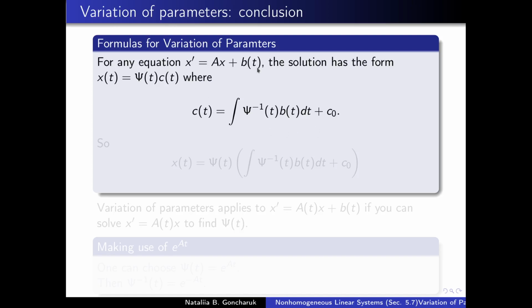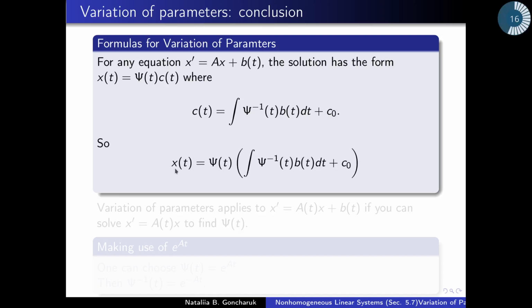For any equation of this form, any non-homogeneous linear equation, the solution has this form. C is a vector, this B is a vector, and this is a matrix. So this thing inside the integral is a vector. When you integrate it, you should integrate each component. This is an arbitrary constant. C0 is an arbitrary constant vector.